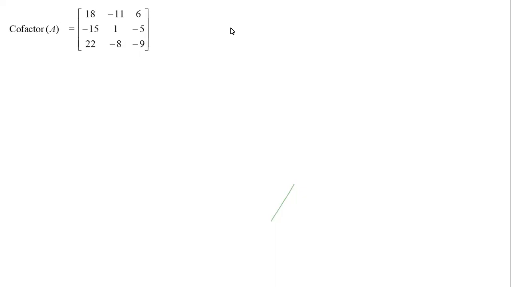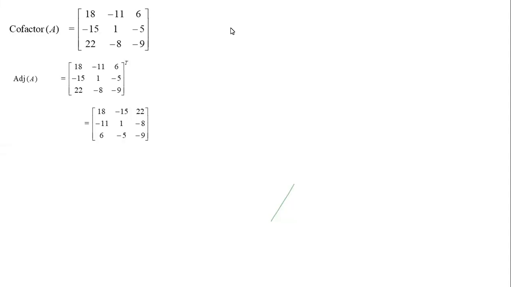After getting our cofactor, we need to get the adjoint. And what is the adjoint? The adjoint is the transpose of this cofactor. Just change your first row to your first column. The first column will be 18, minus 11, 6. The second column will be minus 15, 1, and minus 5. And the last column will be 22, minus 8, and minus 9. This is the adjoint of the matrix.